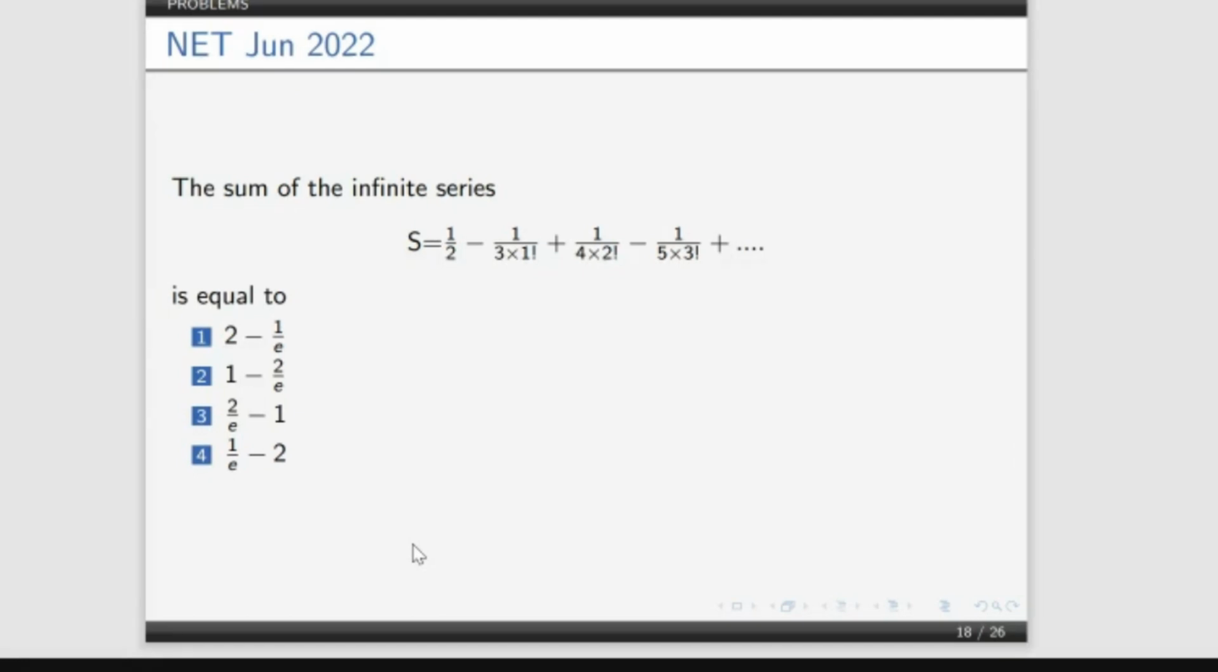Okay, can someone tell me the expansion of e power x? 1 plus x by 1 factorial plus x square by 2 factorial plus x cube by 3 factorial plus etc. Yes, that's it. So in that expansion, we have to put x as minus 1. So is there some way you can connect this sum to that value? That is what the options demand. So any answers? Anyone is able to connect to some value?